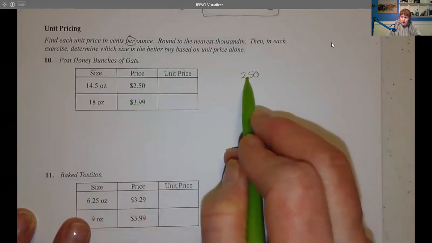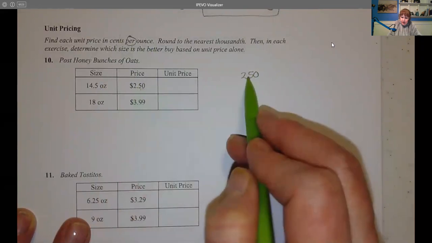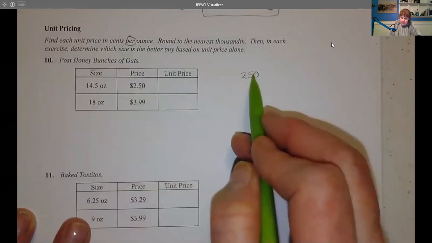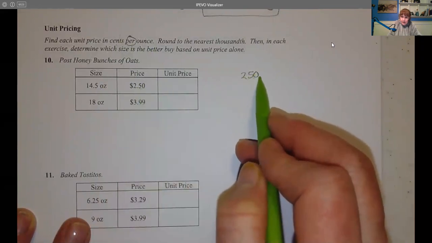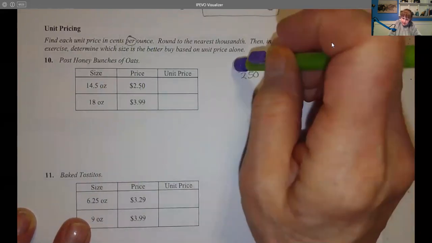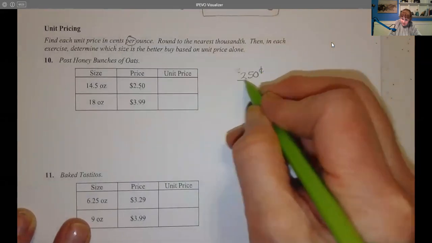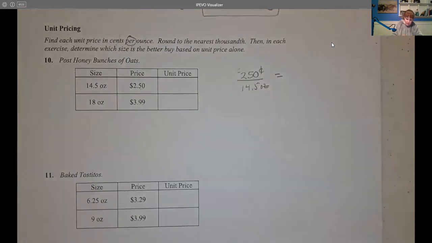$2.50 is 250 pennies. Each of those dollars is 100. So to go from dollars to cents, you move the decimal to the right twice. That's our cents. I'll put it behind it. Cents per ounce. So we take 250 divided by 14.5.